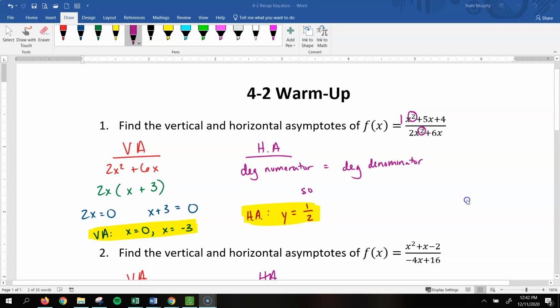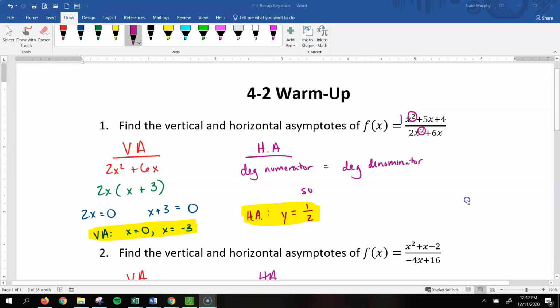So again, we're trying to figure out what values x can't be in this fraction. We know we can't divide by 0, so anything that would give us 0 in the denominator would be something that we can't have in the domain. And that means that's where our asymptotes would be. If we set each of those factors equal to 0, that's how we get those asymptotes. So 2x equals 0, x plus 3 equals 0. And when you solve those, we get x equals 0 and x equals negative 3.